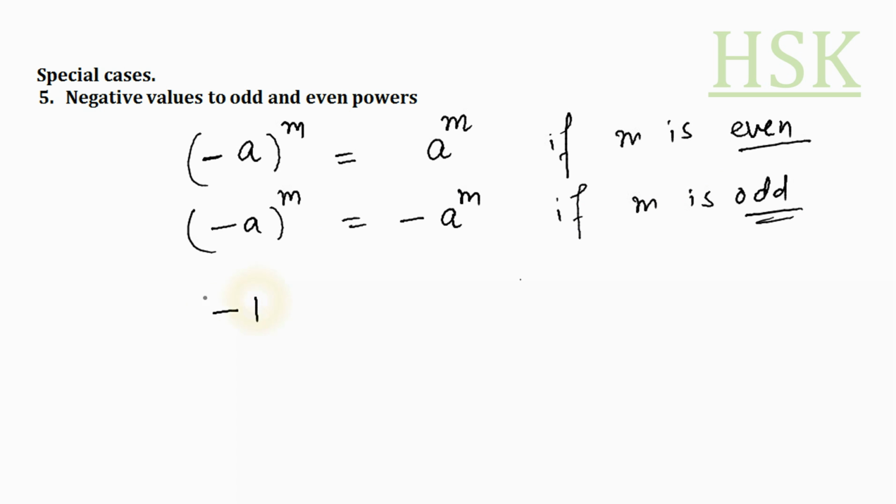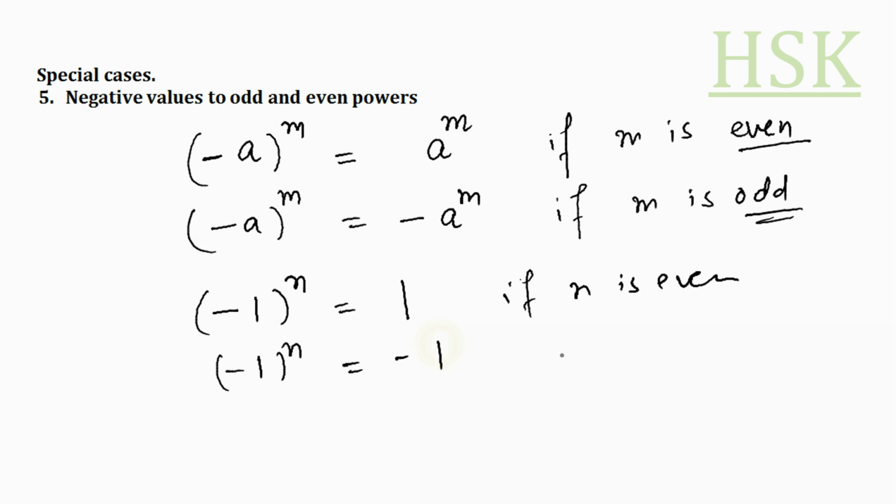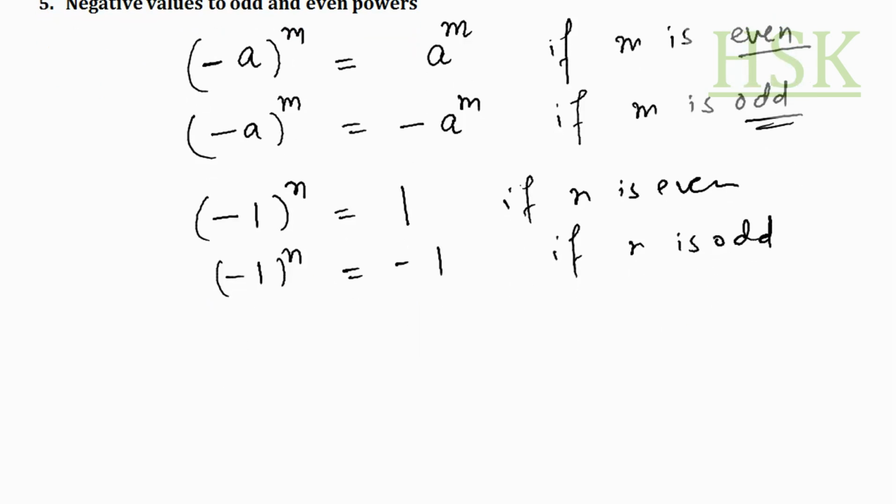Likewise, this result is used widely. Minus 1 to the power of n is equal to 1 if n is even, and minus 1 to the power of n is equal to minus 1 if n is odd. Now the logic here is how we can write that minus 1 to the power of n is 1 if n is even, and so on.